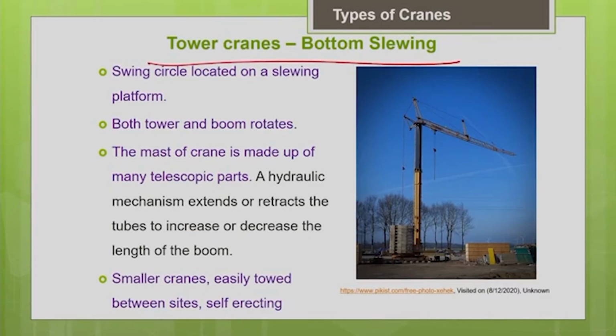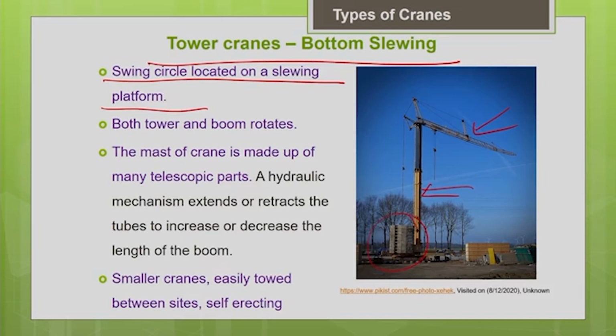In the bottom slewing tower crane, you can see that the slewing ring, the turntable, is at the bottom. So, the swing circle is located on the slewing platform. Here the entire structure will rotate, that means the tower will rotate and the boom will also rotate. But you can see that there is no counter jib and counterweight on the top. All the weights are placed at the base only.